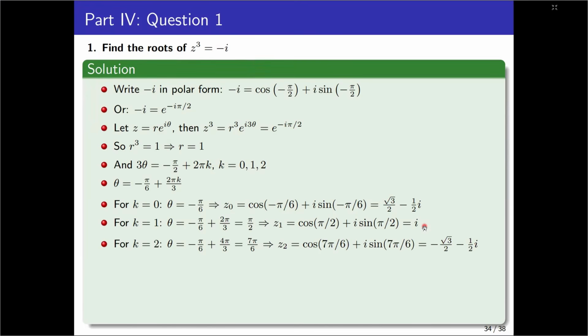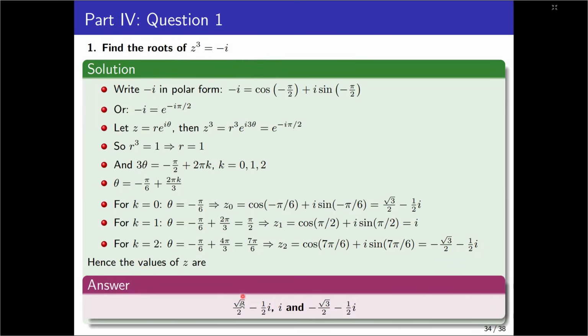And lastly, for k equal to 2, this expression again becomes minus pi over 6 plus 4 pi over 3, which is equal to 7 pi over 6. Therefore, the data could be cosine of 7 pi over 6 plus i times sine of 7 pi over 6, which is equal to negative radical 3 over 2 minus i over 2. Therefore, the values of z are negative radical 3 over 2 minus 1 over 2 i.